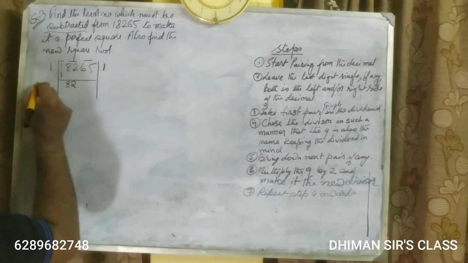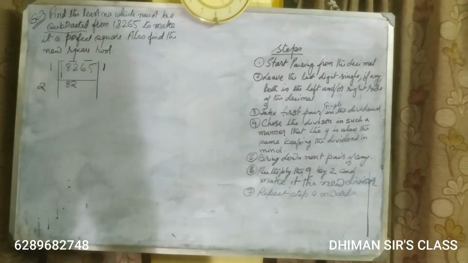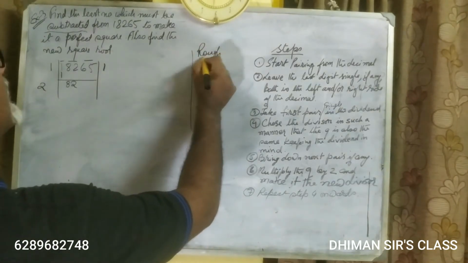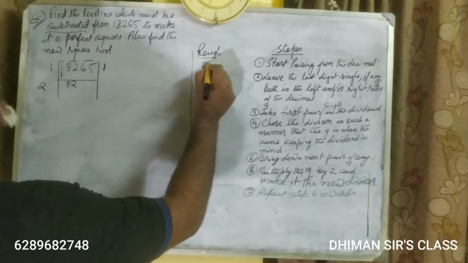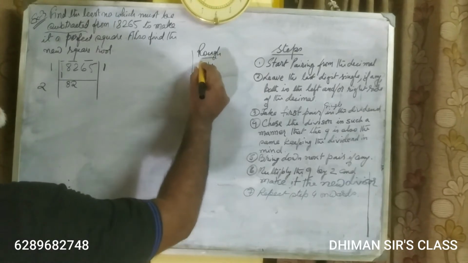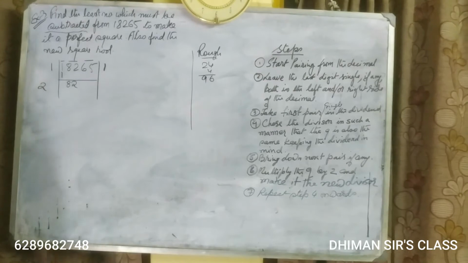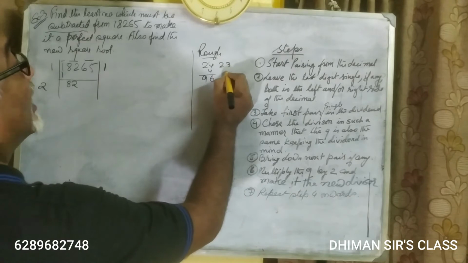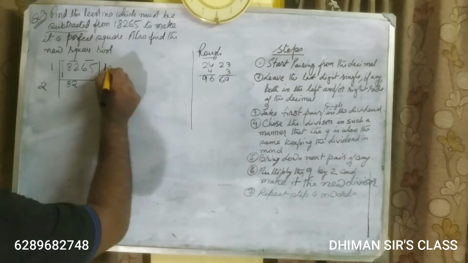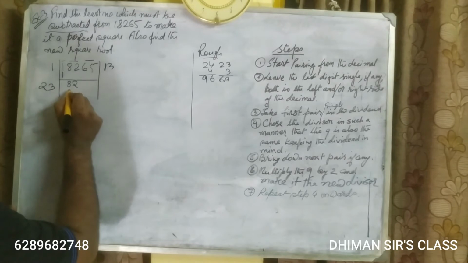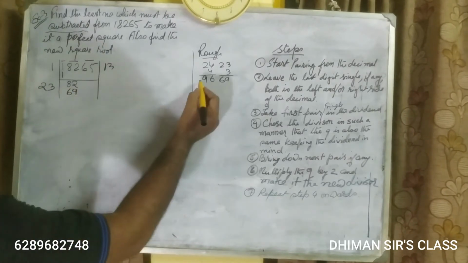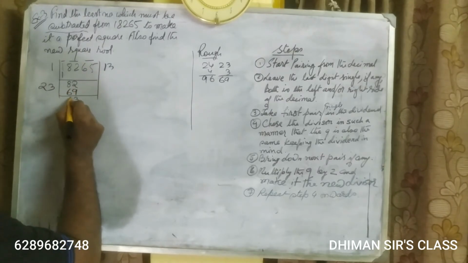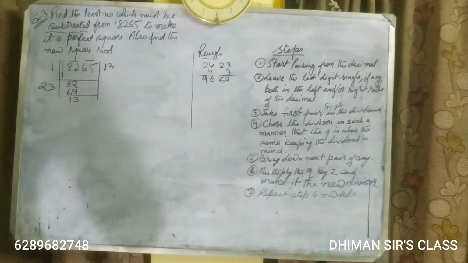Multiply the quotient by 2: 2 1s are 2, and take a number, roughly. Let us take 24 into 4: 4 4s are 16, 4 2s are 8, 96. 96 is more than 82, so 23 will come down. We will take 3: 3 3s are 9, 3 2s are 6, 69. Now 9 plus 3 is 12, carry 1, 13. Let us bring down 65.